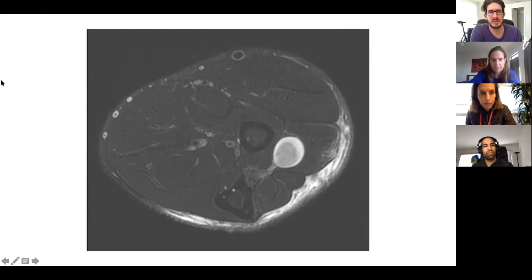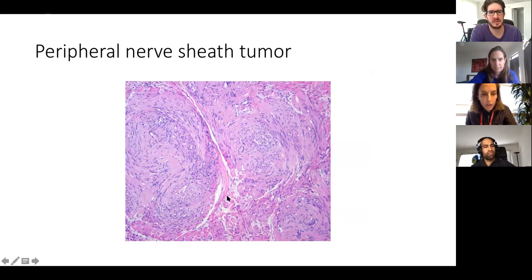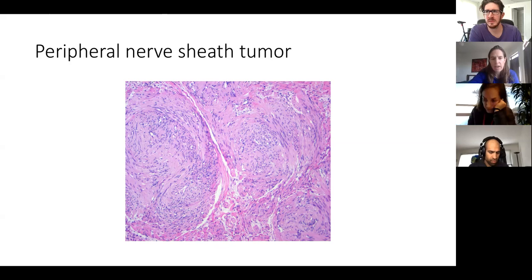So here it is, just to talk about peripheral nerve sheath tumors. This is benign. This is just meant to show you that in schwannomas, you can have sort of this whirling pattern, and you can have areas of high cellularity mixed in with areas of low cellularity with these sort of wavy collagen-like fibers. That's kind of what you're seeing here.